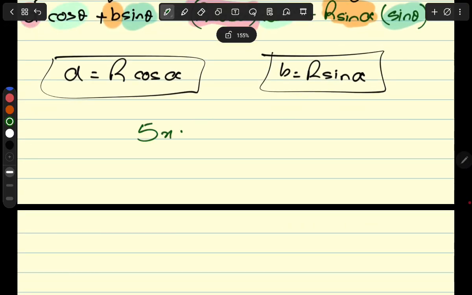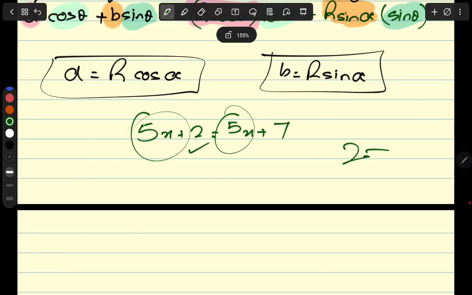Suppose you're given 5x plus 2 equal to 5x plus 7. Can this ever be true for any value of x? No, because the constants don't match, because these are exactly the same. Therefore 2 can never be equal to 7, right?